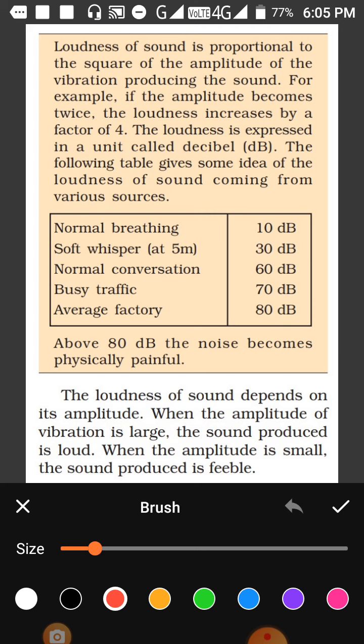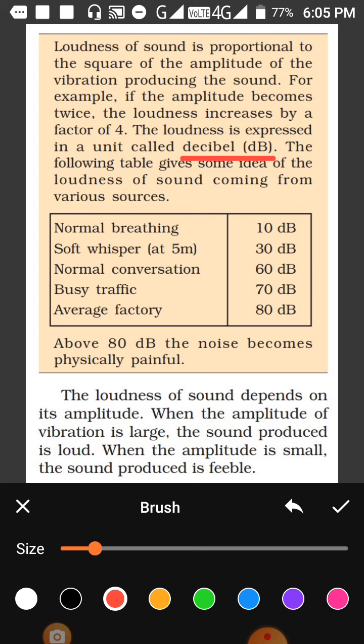So the loudness is expressed by a unit called decibel. Maybe you have heard decibel. It is different from hertz. Hertz was the unit of frequency and decibel is the unit of amplitude. The following table gives some amount of loudness.